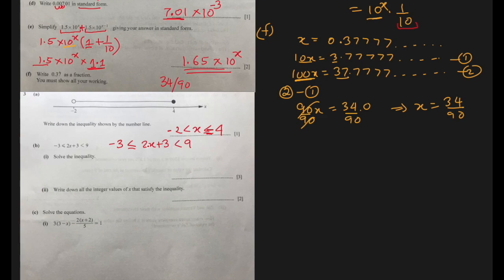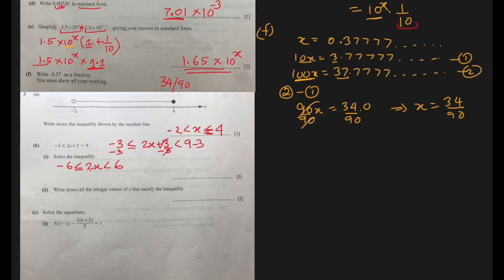Whenever we have such a situation and just an alphabet x, we should just treat it like an equation and get rid of these numbers around x. So let's get rid of this +3 first by subtracting 3 from all three parts. So minus 3 is minus 6, less than or equal to 2x, no equal sign here, and 9 minus 3 is 6.